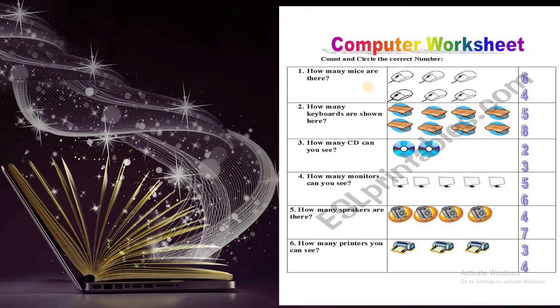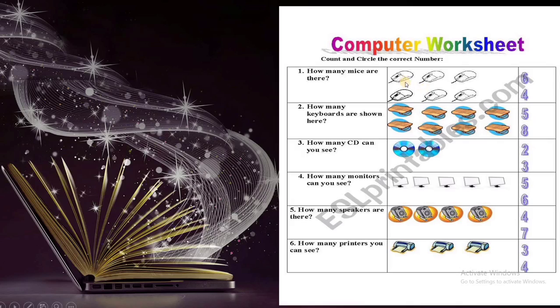Now see this activity. Remember this activity? Count and circle the correct numbers. So, the first question, read with me. How many mouse are there? Here is a spelling mistake, M-O-U-S-E, mouse. So we have to count the mouse for that. How many? Right?